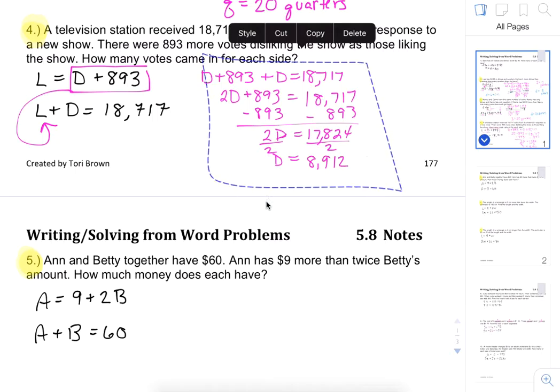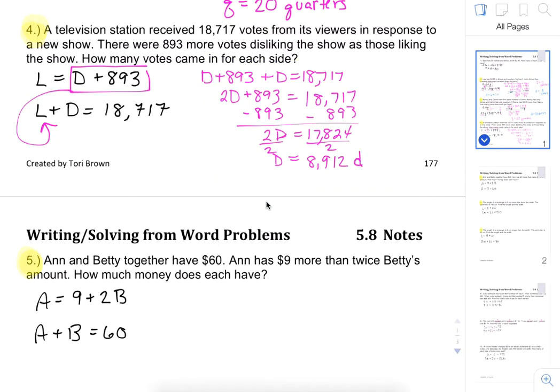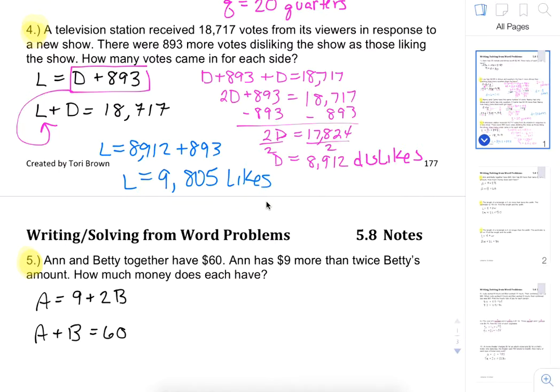So I'm going to shrink this just a little bit so that I can fit it in here. 8,912 dislikes. Well, if I know that I have that many dislikes and there are 893 more likes, then I'm going to go ahead and plug that in. 8912 plus 893. Give me just a second to put that in a calculator. That means that for my likes, I have 9,805 likes. Please make sure you have your units labeled on that, not just L and D. Okay? All right, take a second, pause it if you need to, write down 4, and we're rolling to 5.